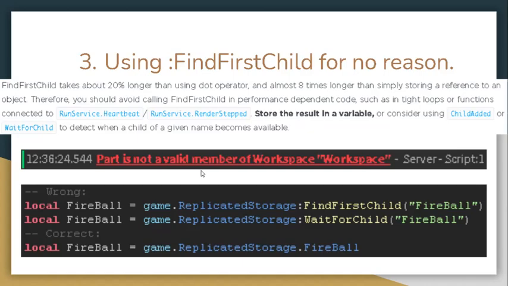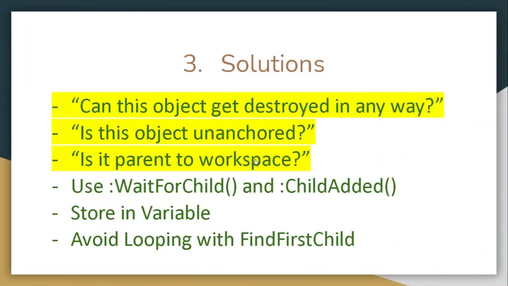And let's look at the solutions. So there's a couple questions you want to ask. Can this object get destroyed in any way? That's when you want to know to use FindFirstChild. Is this object unanchored? And is it parented to workspace? Or is it parented in the correct spot that you're referencing? So yeah, ask yourself these 3 questions before you decide to use FindFirstChild.